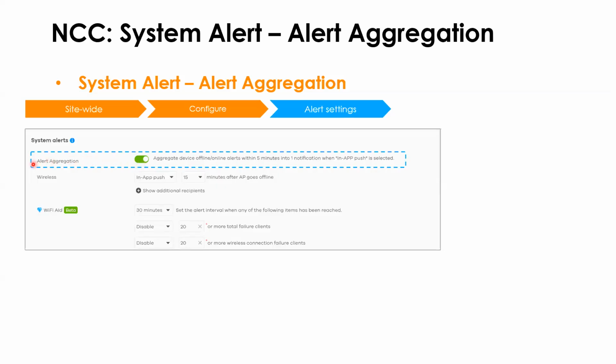So you can turn on alert aggregation, and basically it will pool all alerts within a 5-minute window and send you one push notification for all of those alerts rather than sending you a single alert for each device. To turn this on, you go to the site-wide settings, configure, and under the alert settings for the site, you can choose to enable alert aggregation.